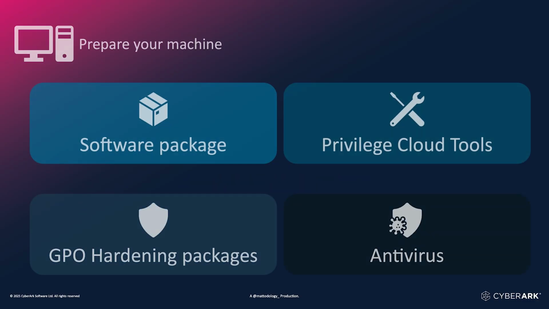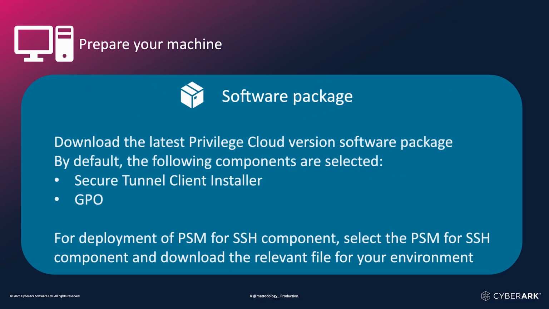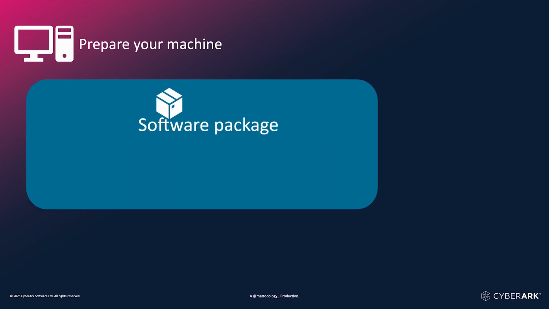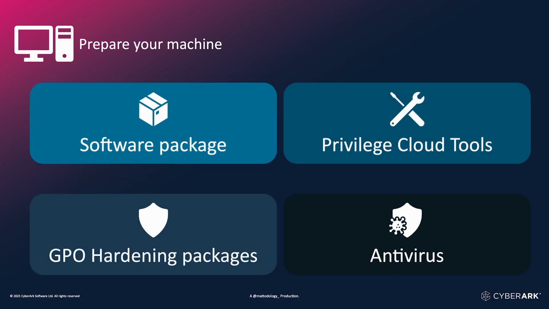Next, machine preparation. Download the latest Privilege Cloud software from the CyberArk Marketplace. Go to the CyberArk Marketplace and download the latest Privilege Cloud version software package. By default, Secure Tunnel Client and relevant Group Policy Objects, or GPOs, are selected. If you're deploying the PSM for SSH component, be sure to download the PSM for SSH component file relevant to your platform. Depending on your configuration, download the correct package.